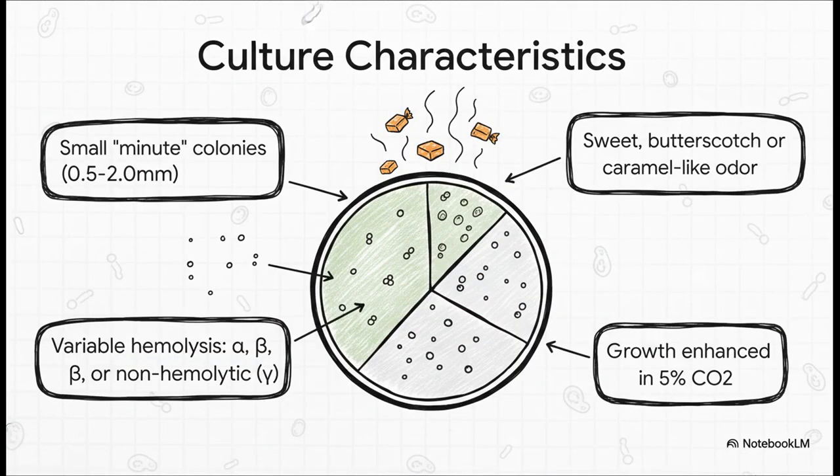So on the plate, the thing that drives everyone crazy is its variable hemolysis. It can show up as alpha, beta, or even non-hemolytic, which means it can look like a whole bunch of other streptococci. But here's a pro tip. For the experienced tech, that distinct, sweet, almost caramel-like smell can be a massive clue that you're dealing with something in the Streptococcus anginosus group.